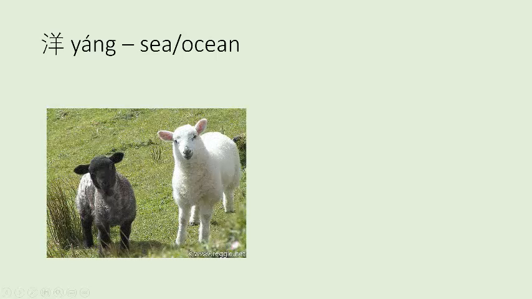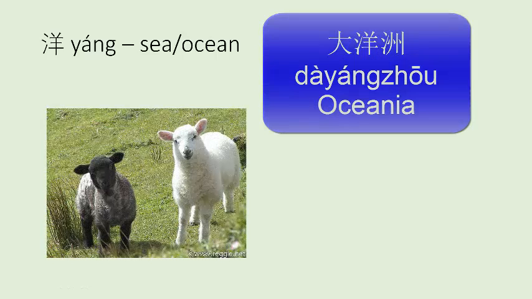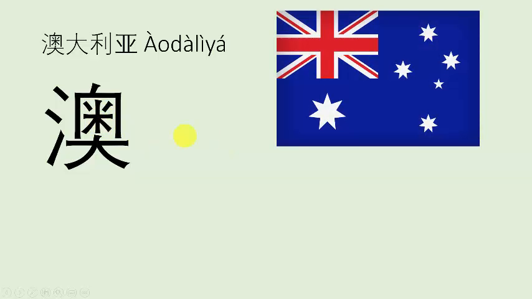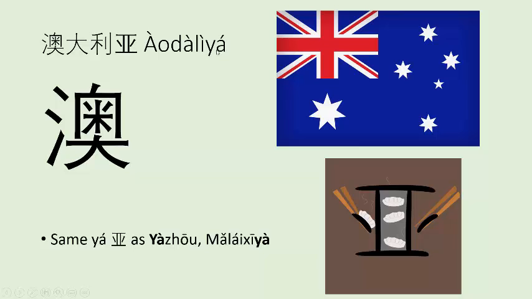Next character is Yáng, sea, combining water and the sheep again. Part of Dàyángzhōu. Àodàlìyà, I won't expect you to know how to write, although it's not that complicated if you notice. It has the water radical, and then the dot, and the surround radical, and inside here, this is the rice radical that kind of looks like a Union Jack, if that helps you remember, plus a big. The ya in Àodàlìyà is the same as Yàzhōu and Malaysia, what was illustrated as the chopsticks taking the dumplings. Its tone can change from ya to yǎ depending.